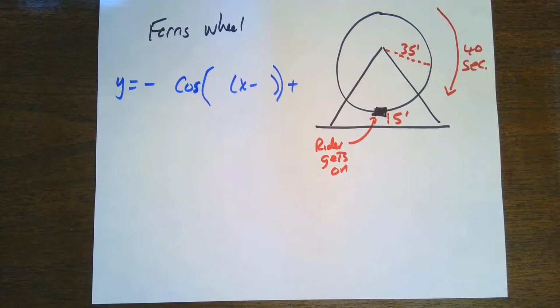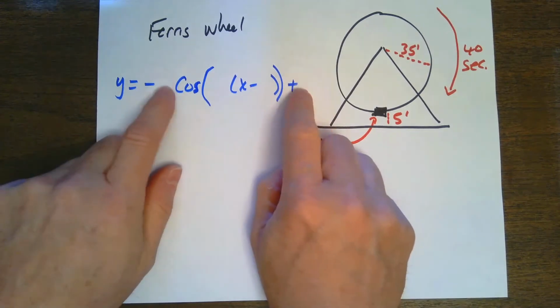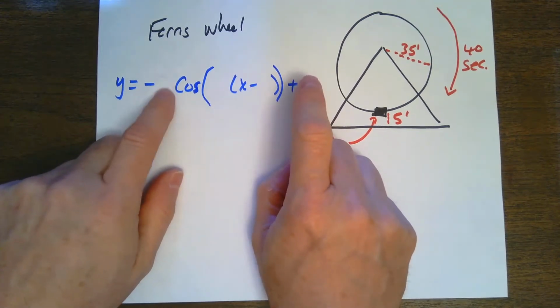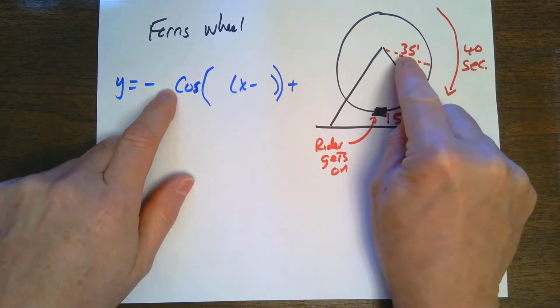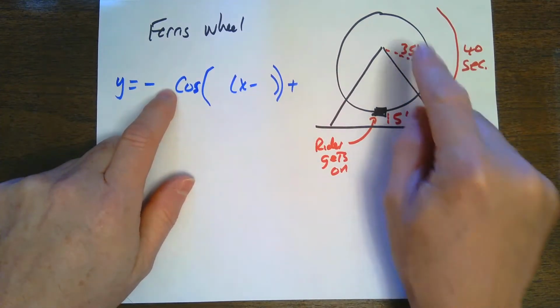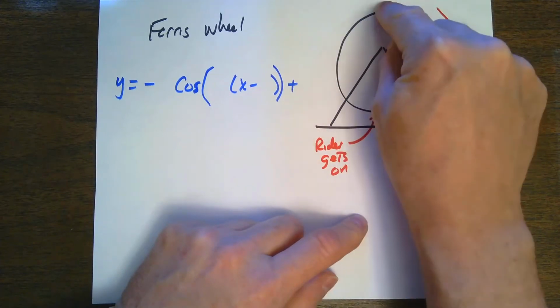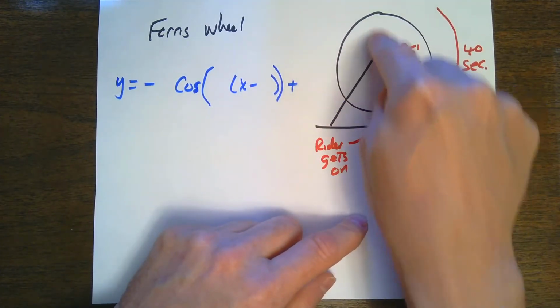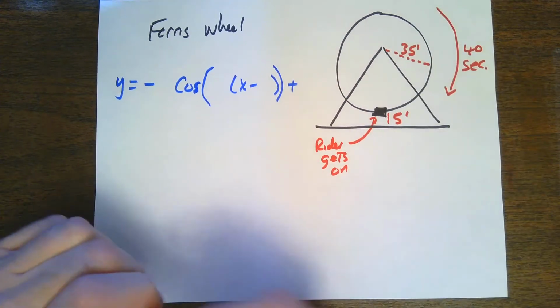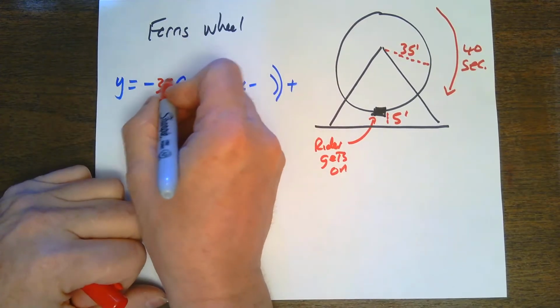All right, so let's start putting numbers in here. First, amplitude and center line. Well, the 35 feet is the amplitude, isn't it? Because I've got a lowest point here and a highest point there. At my lowest point, I'm 35 feet below. My highest point, I'm 35 feet above. The amplitude is going to be 35 feet.